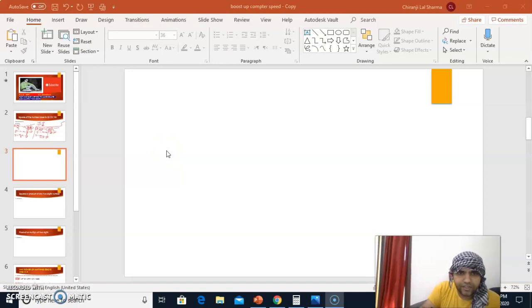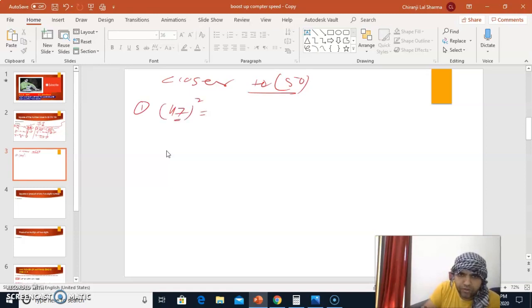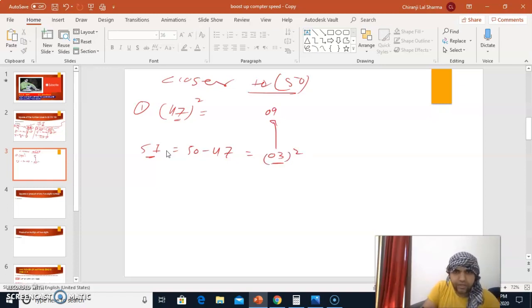Now let's take another example for a number which is closer to 50. Suppose I'm taking the example of 47. It is a number closer to 50. So the same steps you have to apply. Step 1: 50 minus the given number, and whatever you get, you write it here. So it is 03. You write the square of this 03. It will be 09. The square of this you have to write. This is the first step.